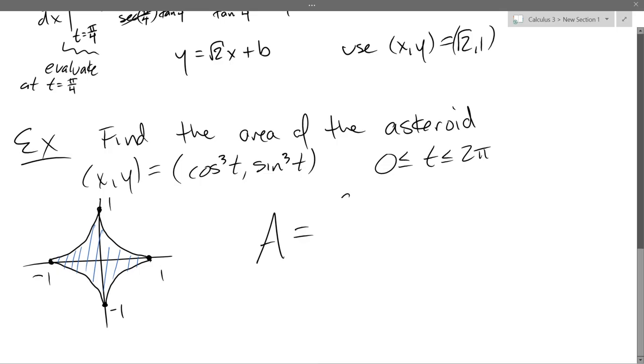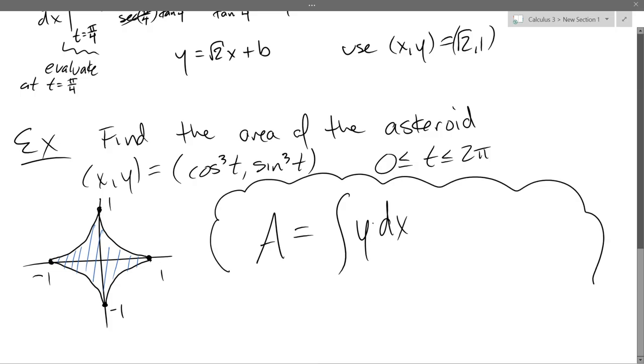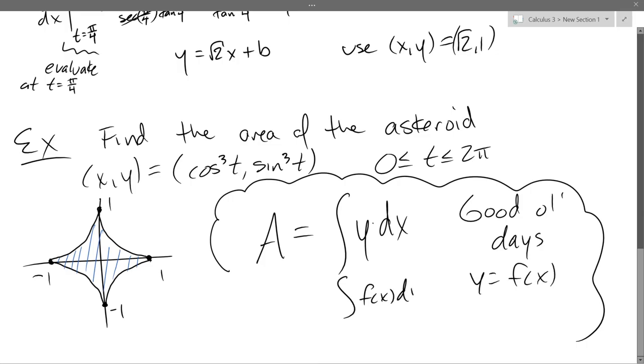So back in the good old days, now normally I would say don't write y's next to x's. So let's write here, I'll put it inside of a cloud. This will be the good old days. We had y equals f of x, so it was basically the integral of f(x) dx, right? And then you figure out what your endpoints are. There'll be x endpoints. In this case, this particular one, negative 1 to 1. And we integrate across. We have a problem. We'd have to figure out top and bottom and then subtract bottom from top. So that would be kind of a pain.